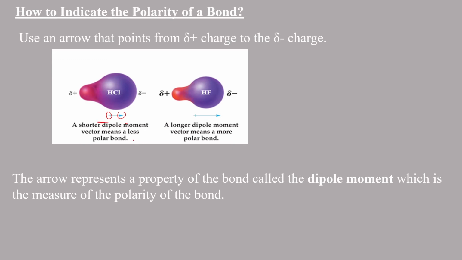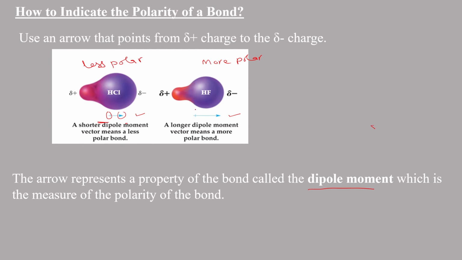The arrow represents a property of the bond called dipole moment, which is the measure of the polarity of the bond. A longer arrow means a larger dipole moment, and a shorter arrow means a smaller dipole moment. So if you look at the electronegativity difference between hydrogen and chlorine and hydrogen and fluorine, you will see that this bond is more polar and this is less polar if you compare these two. And this is indicated by these dipole moments: here we have a shorter dipole moment and here we have a longer dipole. Physicists refer to these arrows as vectors.